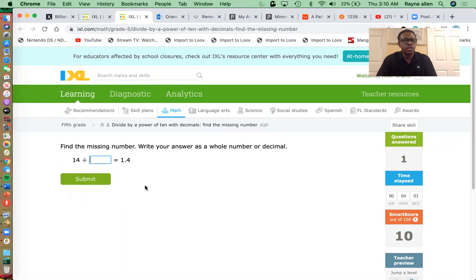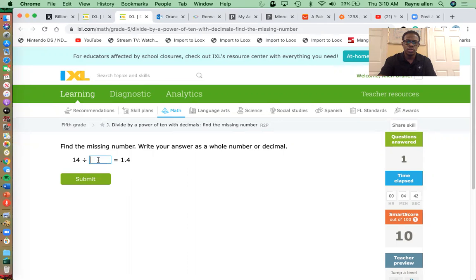So let's look at this one. It says, find a missing number, write your answer as a whole number. So now we have 14 divided by blank is equal to 1.4. So as we said before, whenever you're multiplying or dividing by a power of 10, all you're doing is moving that decimal. So if we go here, let's say this is money, this is $14. We know the decimal point is going to be right here, and it was moved to the left 1 time to bring it here. So 14 divided by something, move the decimal point 1 time to the left.